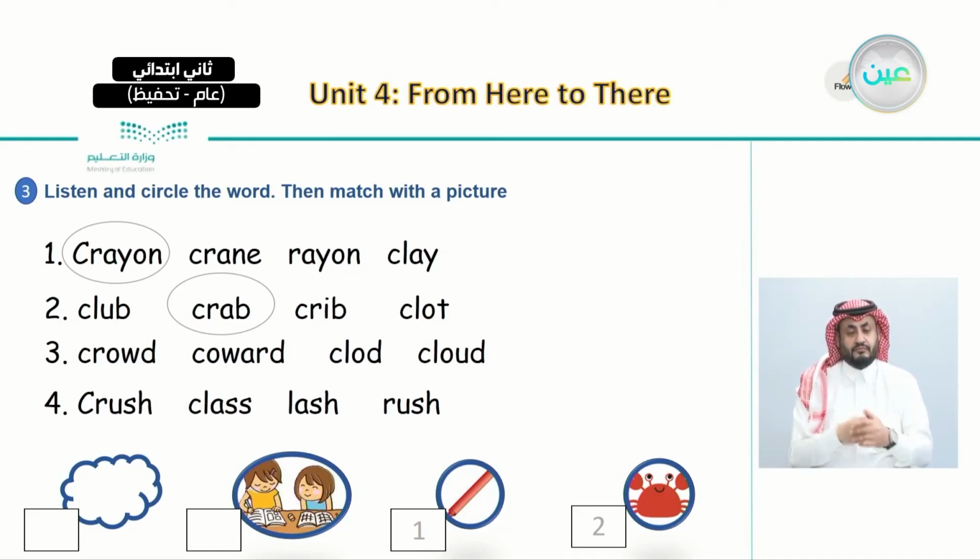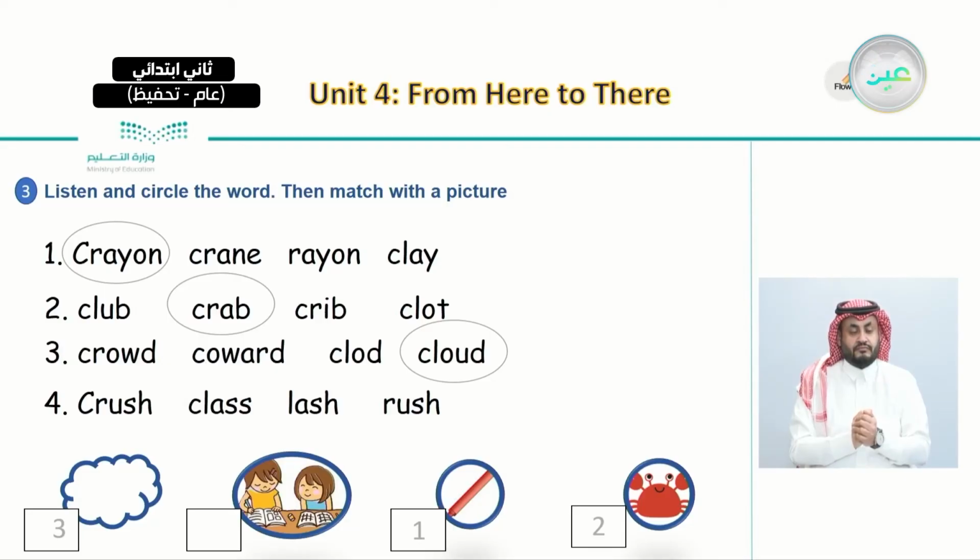Let us move on for number 3. Number 3, cloud. Cloud. So what do you think? Where is the word cloud from this list? It is the last one. So here we put a circle and we go here and write number 3.